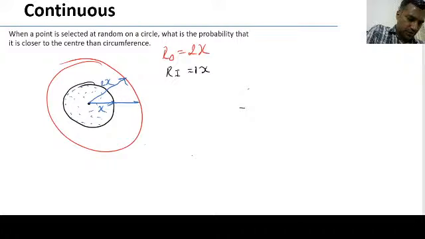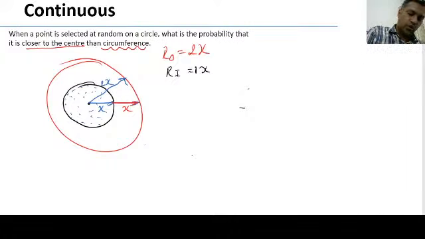All right, if I continue this particular line here till here, this is another x. All right, x and x. Therefore, as long as the point is within the black circle, it is closer to the center than the circumference. That's what he's saying. Is it closer to the center when compared with the circumference? Yes, it will be closer to the center as long as it is in the black circle.